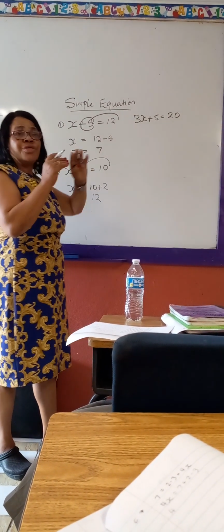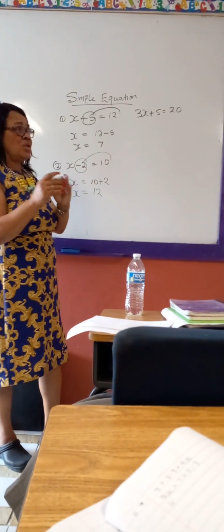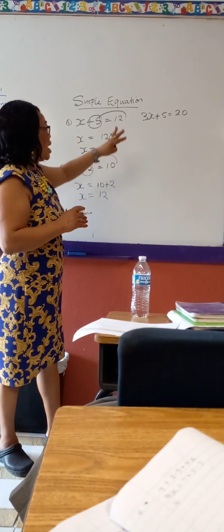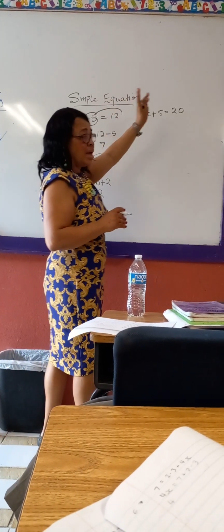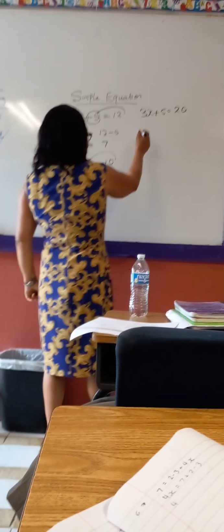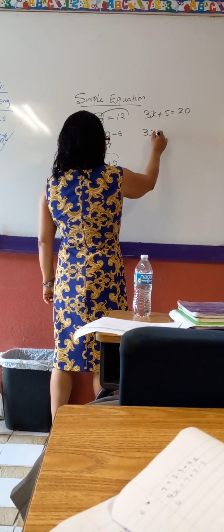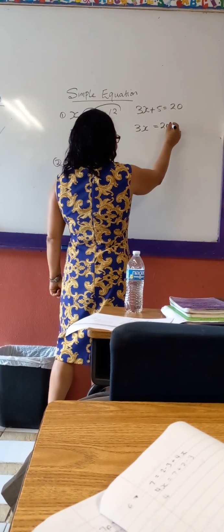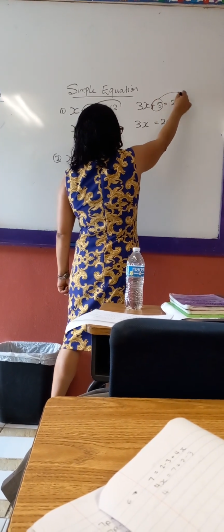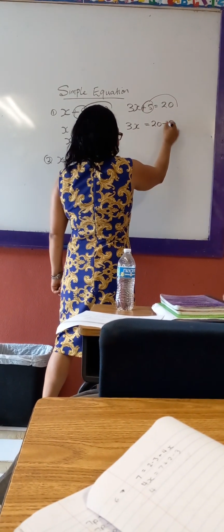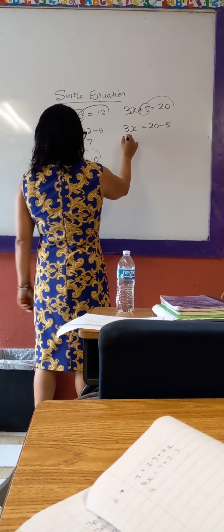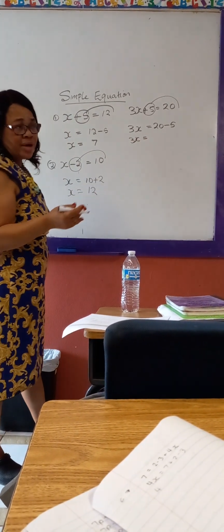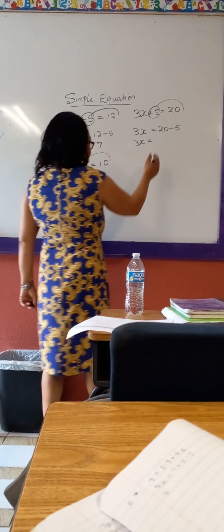So now I have 3x plus 5 equals 20. Same principle applies. I'm keeping my x together and I'm keeping my numbers together. So I'm going to write 3x, but this time it's going to be equal to 20. Bring this over and it becomes a minus 5. So 3x is going to be equal to 20 take away 5, which leaves me with 15.